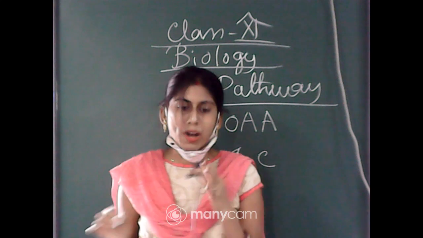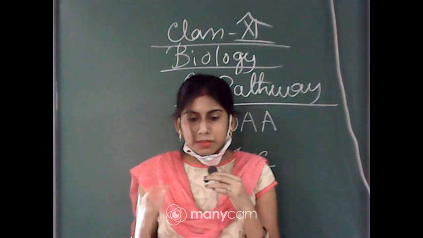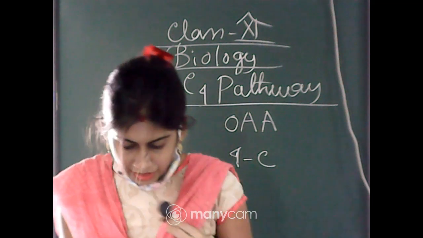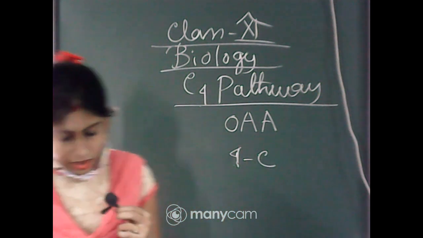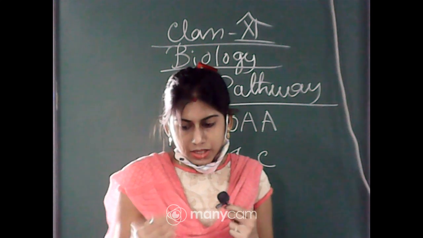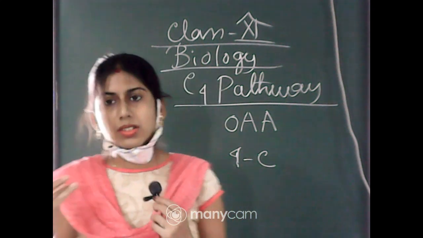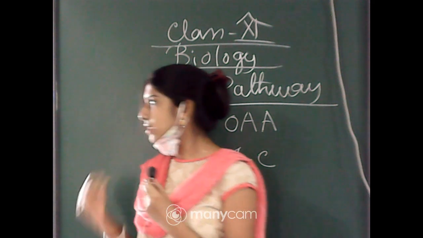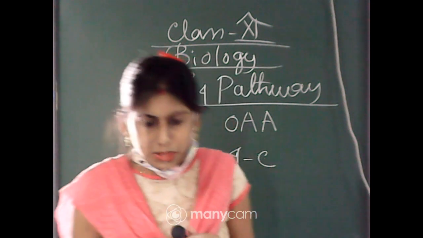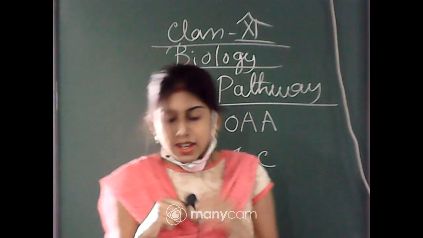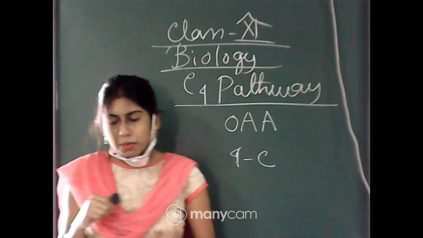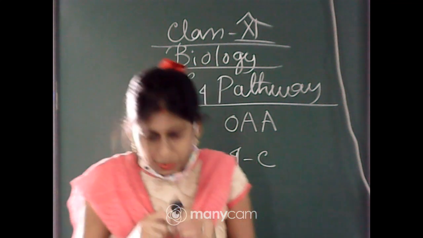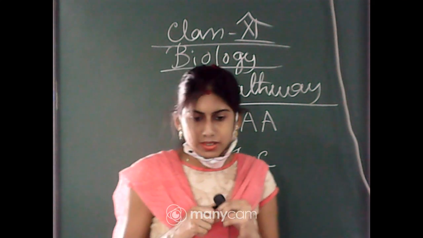Now you don't know what photorespiration is. After this C4 cycle I will discuss what photorespiration is. So these are some special characteristics of leaves in C4 plants. Now if I ask you what are the differences between C3 and C4 plants, after this C4 pathway you will be able to answer that question.